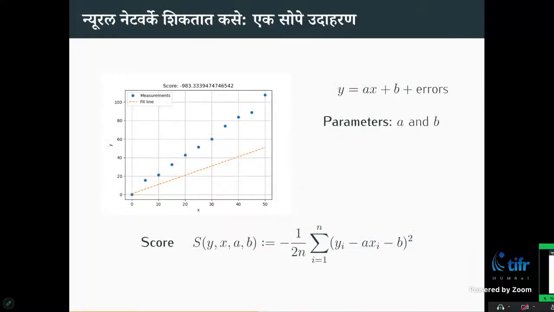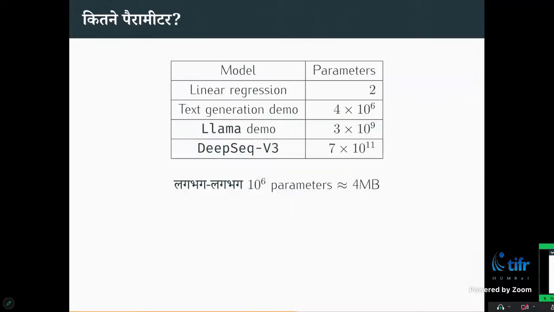So what about all this GPU, all these fancy things that we were talking about, Llama and all these things? Let's see. Let's write this down as some numbers. This model, this neural network that you are training right now, how many parameters did it have? It had two numbers, just A and B. Its brain was very small. I'll just do a demo which will have about 4 into 10 to the power 6 numbers. The Llama that we saw is 3 into 10 to the power 9. Okay, so 3 billion parameters.